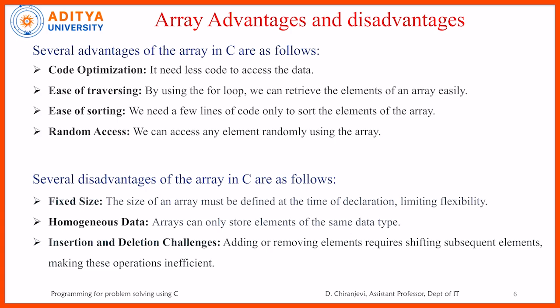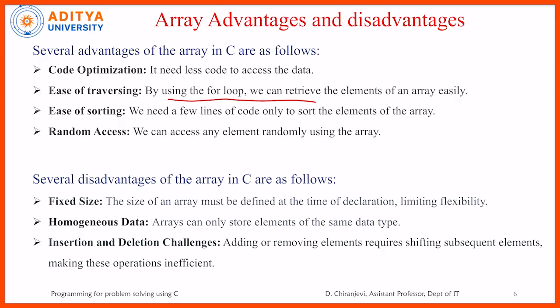Now the advantages of the array I will discuss, like code optimization. Optimization means by writing less code you can access whole data. Let's say you need to print 10 elements, so rather than writing 10 printf statements, simply write a loop, then you can display the elements, right? Traversing means you can visit all the elements at least one time. Then sorting, by using sorting within fewer lines of code you can arrange the elements in ascending or descending order, right? And then you can randomly access elements by using the index. So these are the advantages.